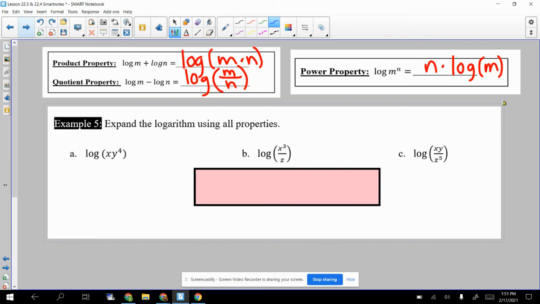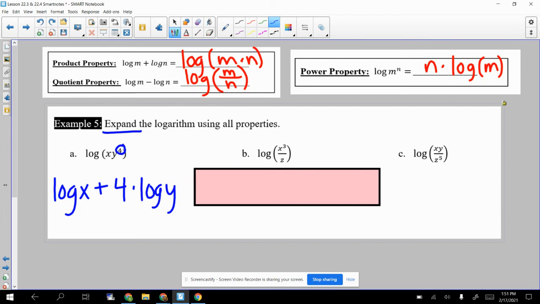Okay, so looking at this one, we are expanding. So now we should have a logarithm log written out for each variable. So the first thing I'm going to do is write log of x. And then that is being multiplied by y to the 4th. So I'm going to write another log, but I'm going to add them because of the multiplication. And I'm going to bring that 4 out front. So we would write this as log of x plus 4 times the log of y. Okay, and that is how you would expand it fully.